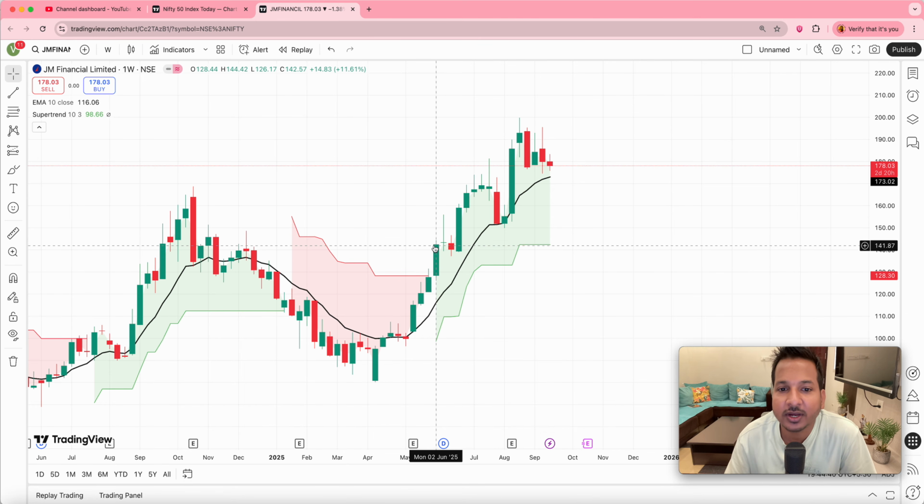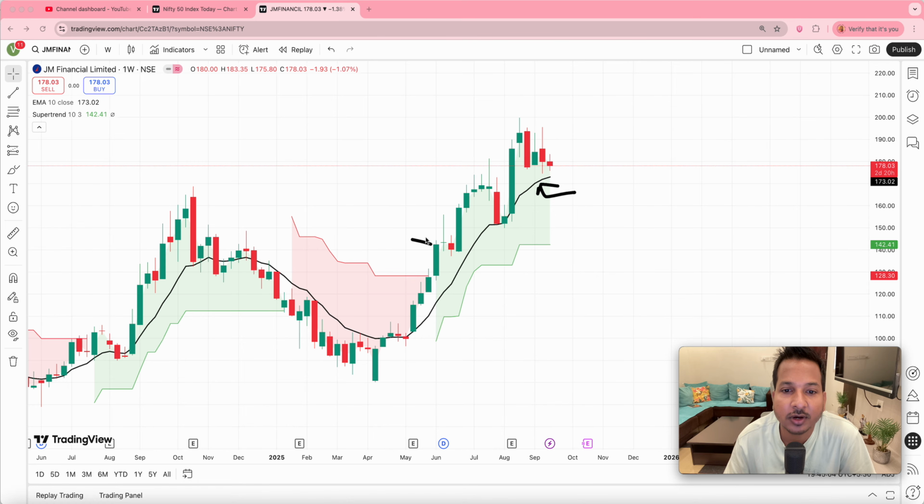Now once you get the entry, where is the exit? The exit is very important, because if you take the entry and you are not sure where to book profit or where to get out, it will be a mess. So our exit is with the 10 EMA, this black color line. When any weekly candle closes below the 10 EMA, that is the exit.